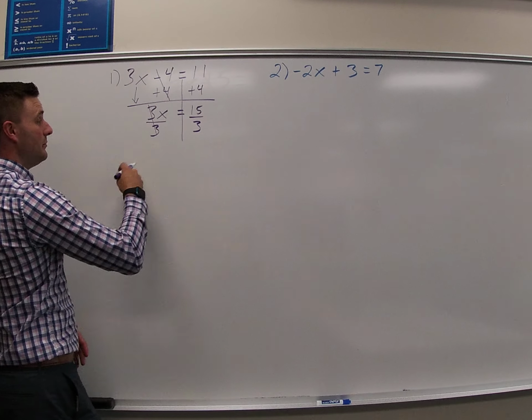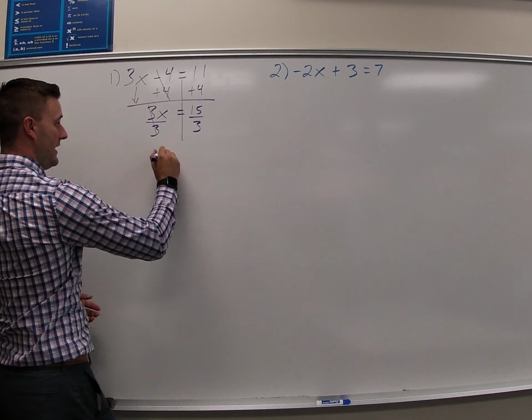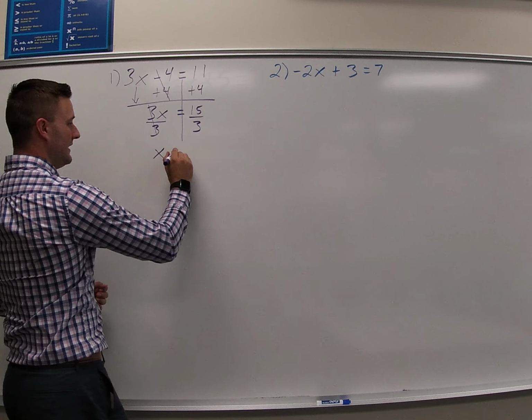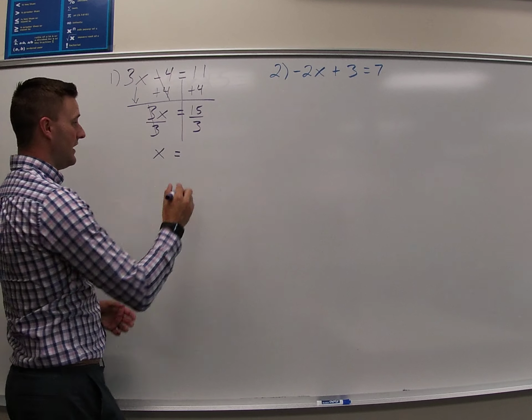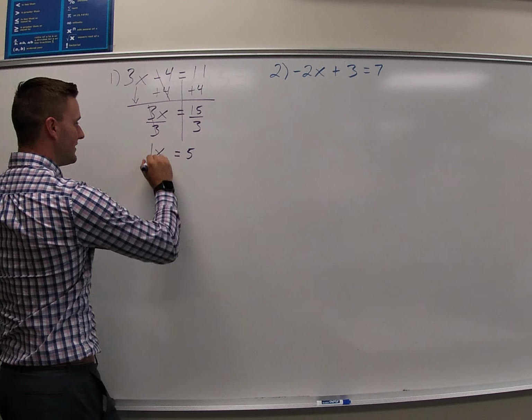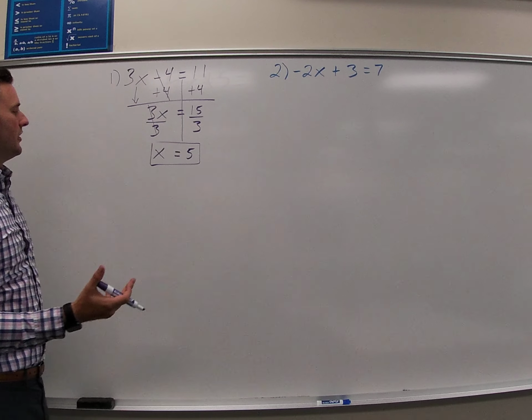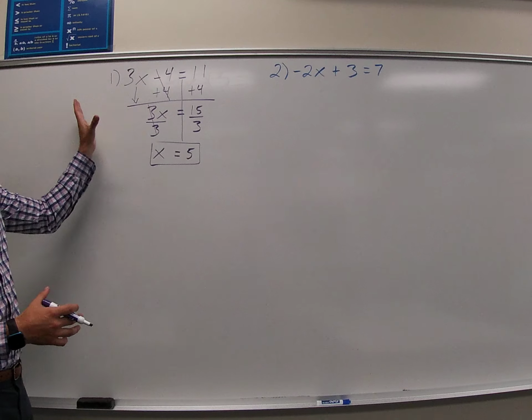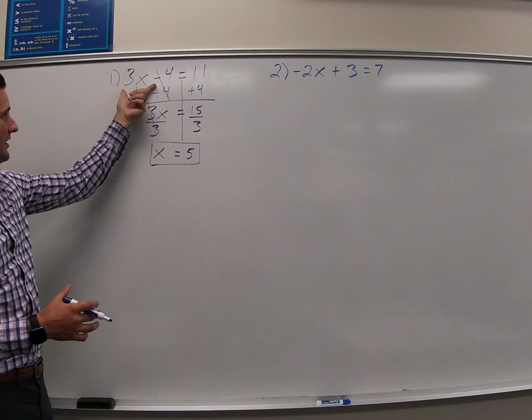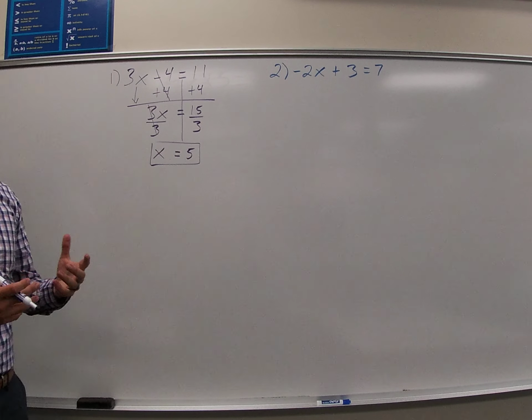And therefore, these simplify to give us 1. So we have a 1x left over. And x is going to equal whatever 15 divided by 3 is, which is 5. So in this case, x equals 5. And if you wanted to go and substitute 5 in for x, you could see that you would get 11 on this side, which is what we should equal.